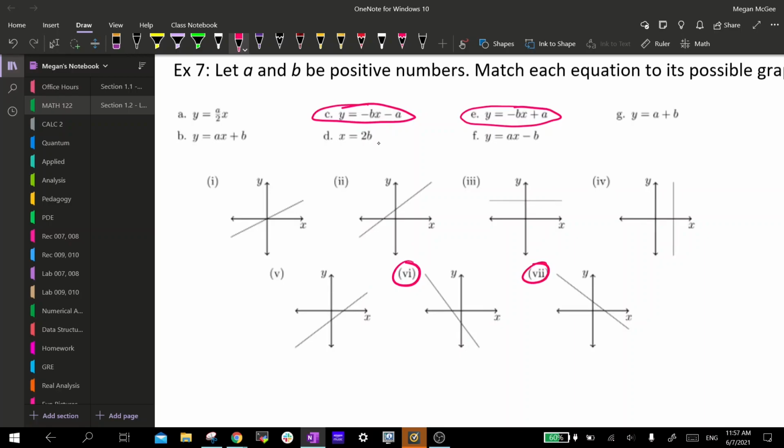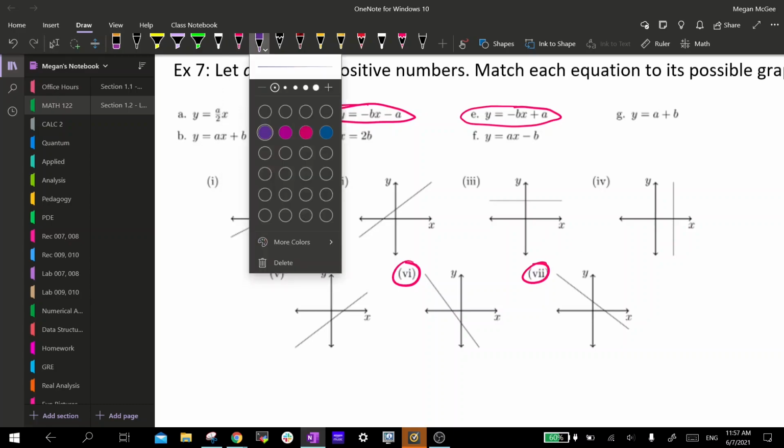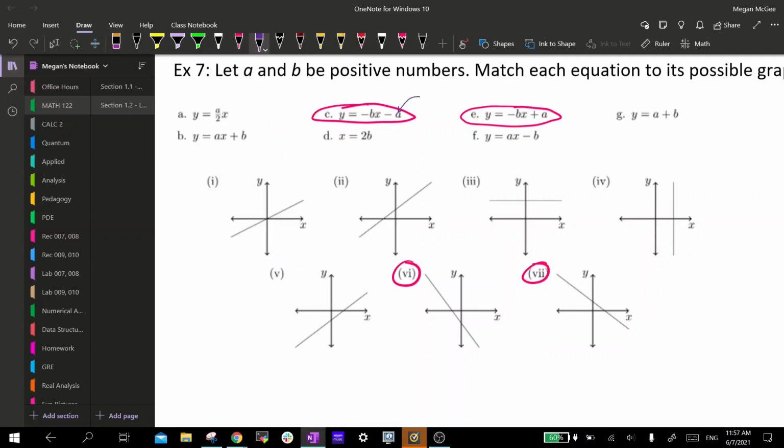Okay, so what is the difference between C and E? They both have y equals negative b times x. Well, one of them is plus an a and one of them is minus an a. So they moved the letters around to maybe try to confuse you, but a is our y-intercept here. Okay? Y-intercept. Sometimes we just abbreviate it as int.